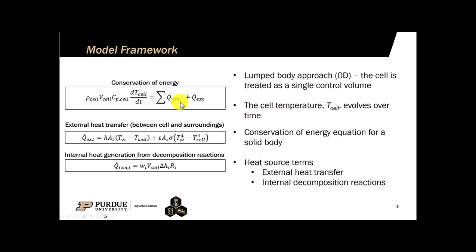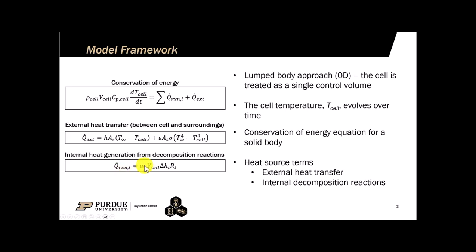On the right-hand side, we have two different source terms. One is shown with a summation sign, Q dot with subscript Rxn, i. This source term represents the internal heat generation from decomposition reactions. In our model, we have a number of different decomposition reactions. The ith reaction will have a source term shown here in this bottom box.